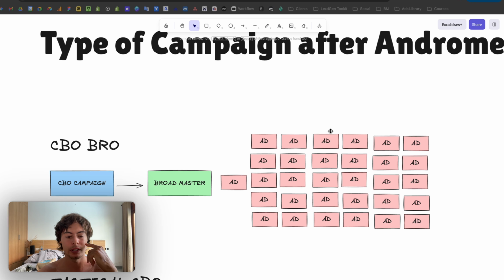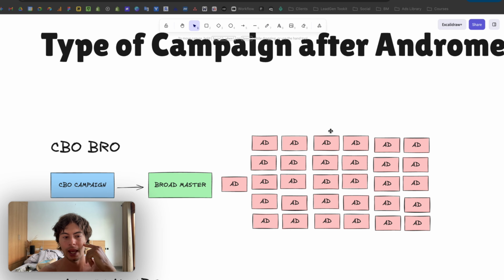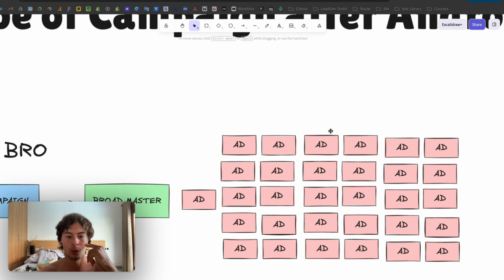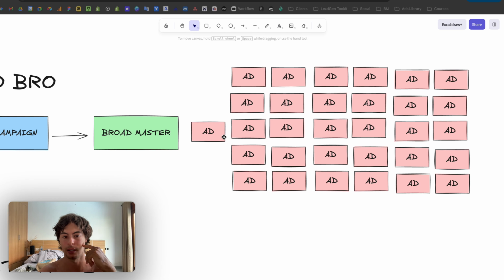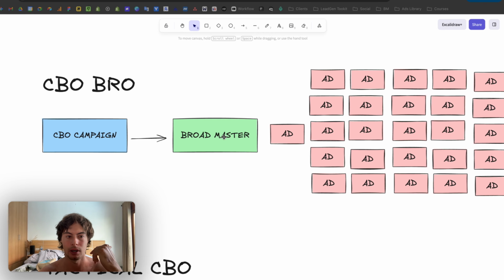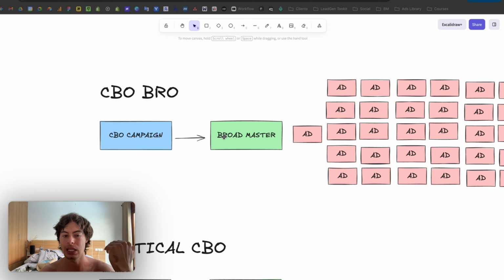But yeah, 3 different types of campaign that we have right now, okay? We have the CBO broad campaign. And this is one campaign, CBO, one broad master ad set, and then we have all the ads inside. This is the most simple campaign ever, and that's why it's called CBO Pro campaign, right? Because that's an extremely easy campaign. There is no media buying involved here.